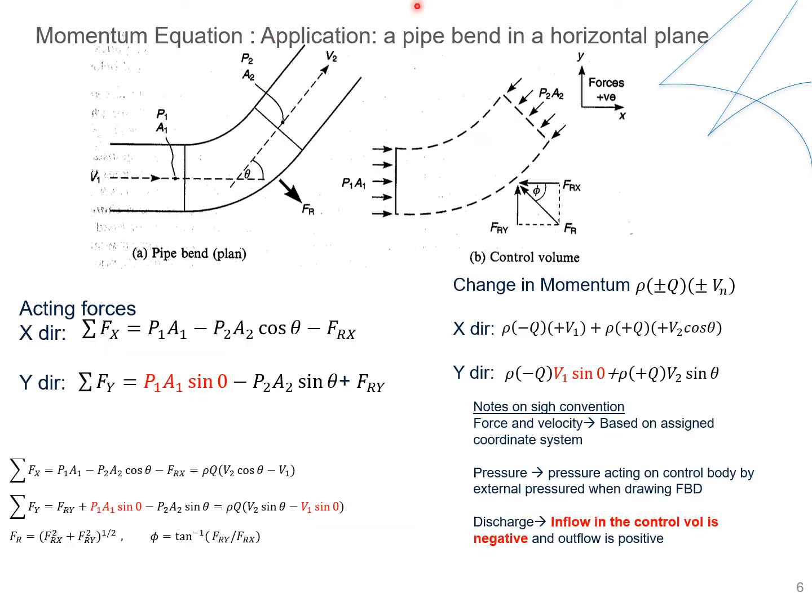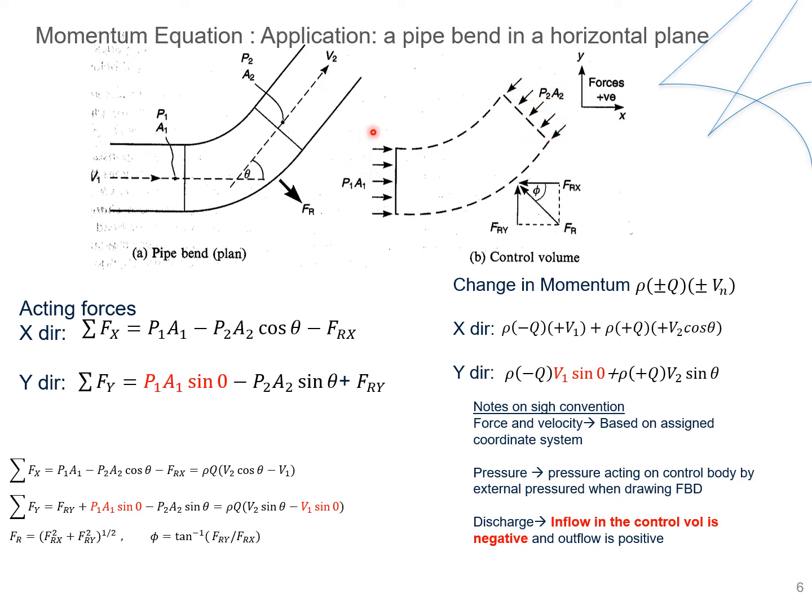Now let's see an example here in a horizontal plane. The acting forces are the pressure at section 1. So we draw a control volume, and what are the acting forces? This is the acting force, that is the pressure, because when water flows there is a pressure, and similarly at this section.